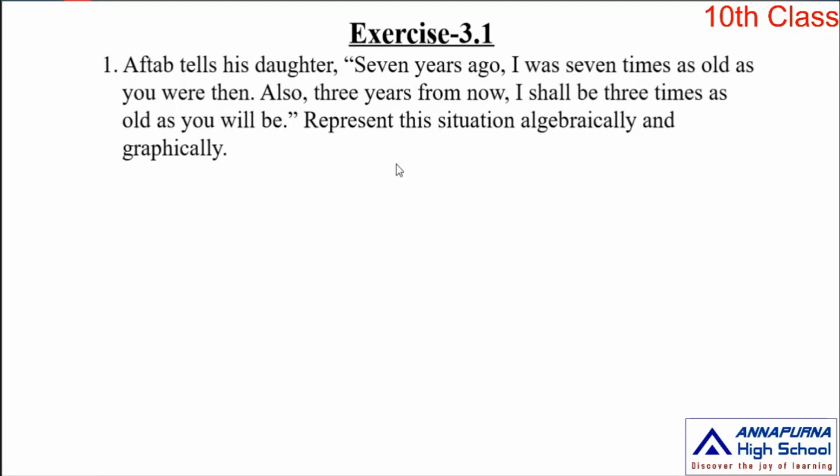Okay, so in this situation, first we identify what are the unknowns. What are the unknowns? Here, in this total situation, he gives two relations. What is that? 7 years ago, I was 7 times as old as you. And 3 years from now, I shall be 3 times as old as you. That means in this total situation, he does not present the present ages of Aftab and his daughter. They are the two unknowns.